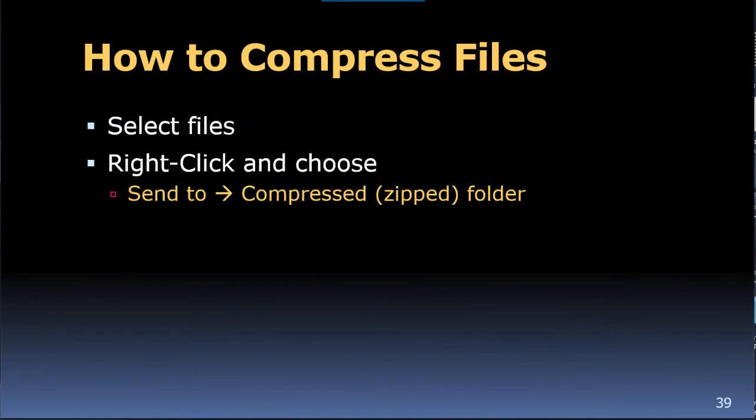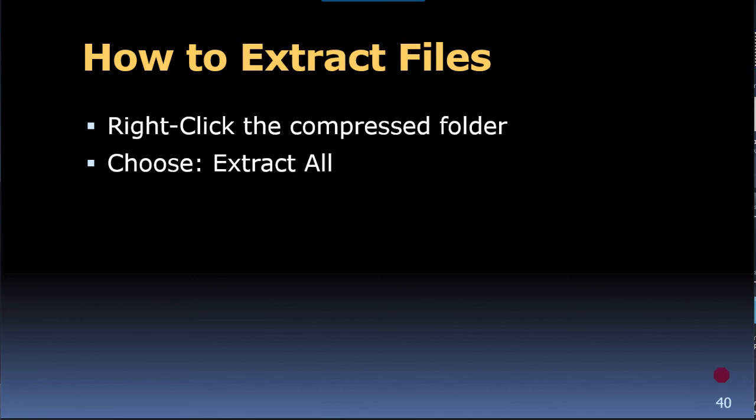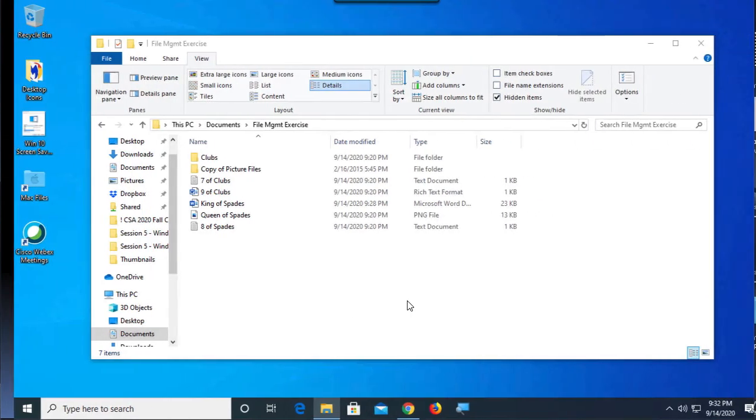There we go. Okay, now we used a compressed folder before. We can also compress things ourselves. All right, how do we do that? Very simple. Just select the files and then right click and choose Send to Compressed Zipped Folder. Remember, the compression technique they use is the zip format, so that's why we chose that. All right, now if we want to get the file open again, we can just right-click and choose Extract All. So let's see how we do that.